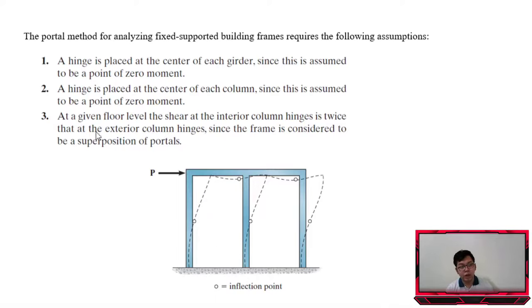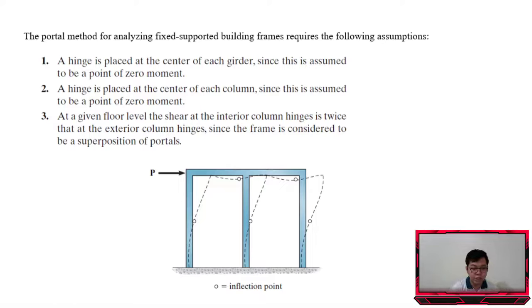Yan. And then, number 3, at a given floor level pala, the shear at the interior column hinges is twice that at the exterior column hinges since the frame is considered to be a superposition of portals. Okay? So, with this assumption, guys, I think pwede na tayong mag-solve ng example problem. Okay? So, let's try to solve an example problem, guys, para meron kayong idea kung paano ba i-solve yung mga problems natin later on.